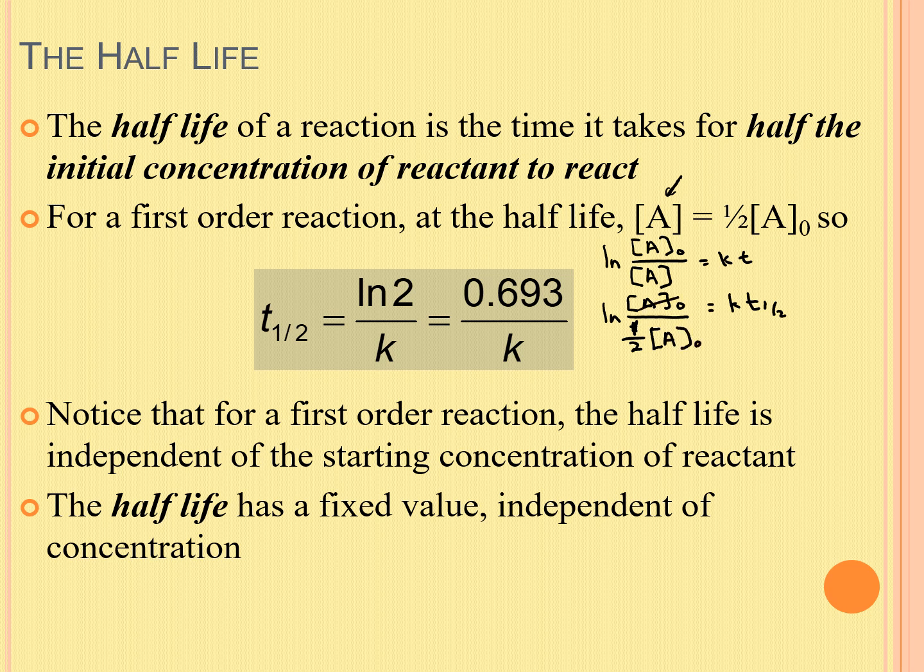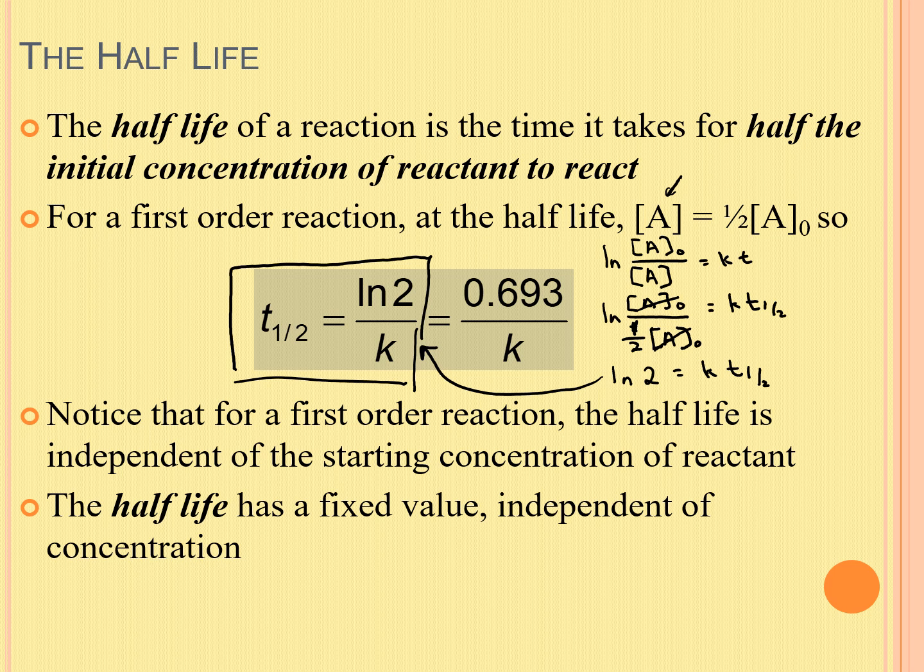So those cancel out. So we have the natural log of the 1/2 in the denominator, which becomes the natural log of 2, is equal to k times t1/2. If I rearrange that one more step, this is our equation: the half-life is equal to the natural log of 2 divided by k. And it just so happens that the natural log of 2 is 0.693. So if you don't want to type in the natural log of 2 every time into your calculator, you can just type in 0.693 divided by k to get the half-life.